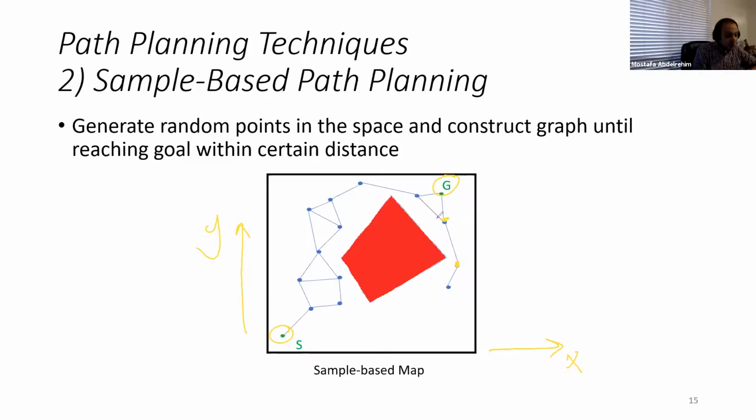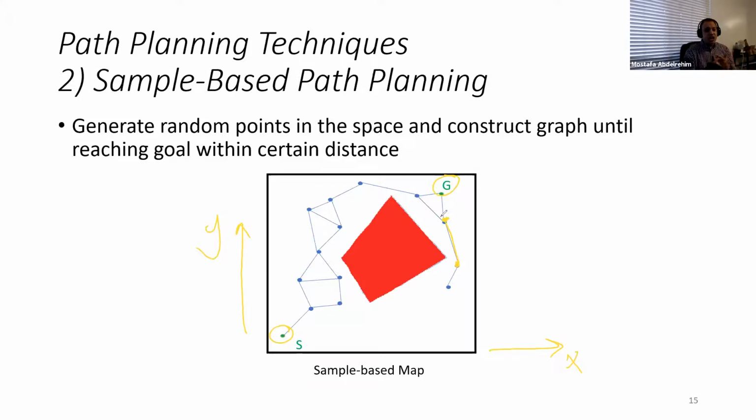Okay, is this point intersecting with the obstacle? No. Can we draw a line between this point and the previous? Yes, we can draw a line. So yes, we have our first edge in our graph. Okay, and doing the same for the other points.